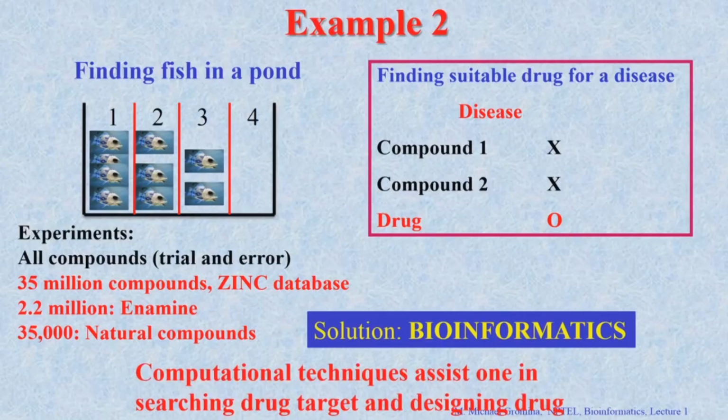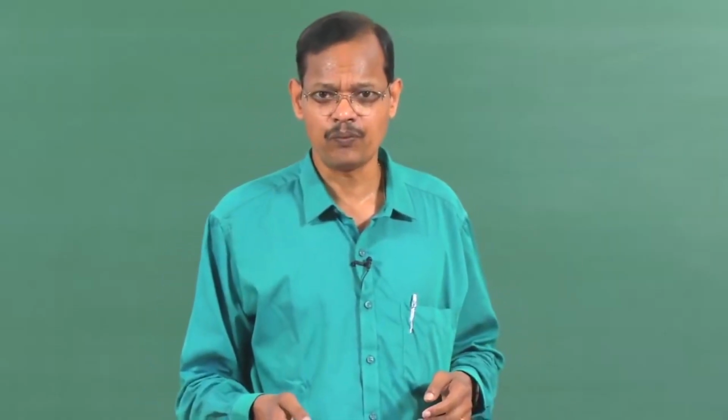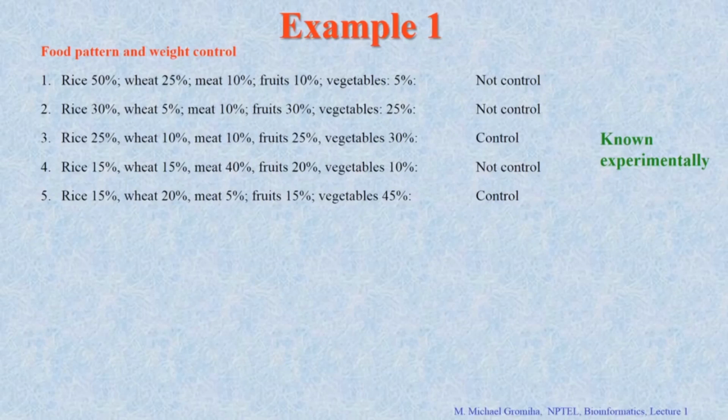So, it can assist one in searching for drug targets and designing drugs from many millions of compounds. And the second one is how to use hypothesis. Okay, here I show an example. Here I have 5 known values, experimentally known. We take the example number 1, the point 1: rice 50%, wheat 25%, meat 10%, fruits 10% and vegetable 5%.